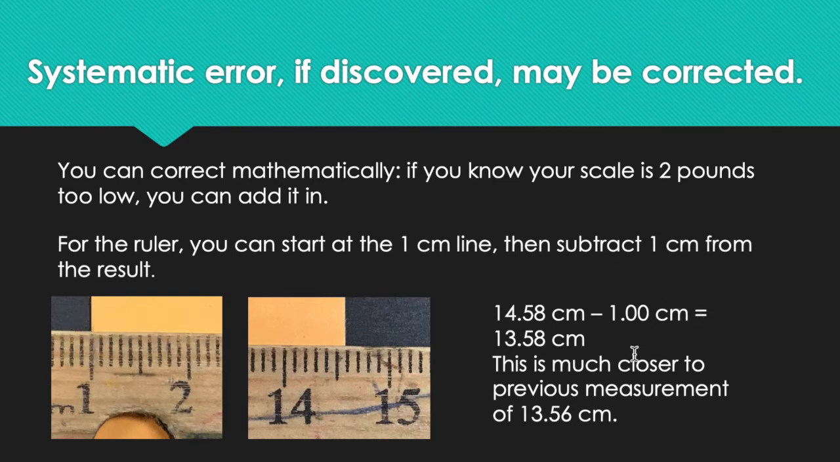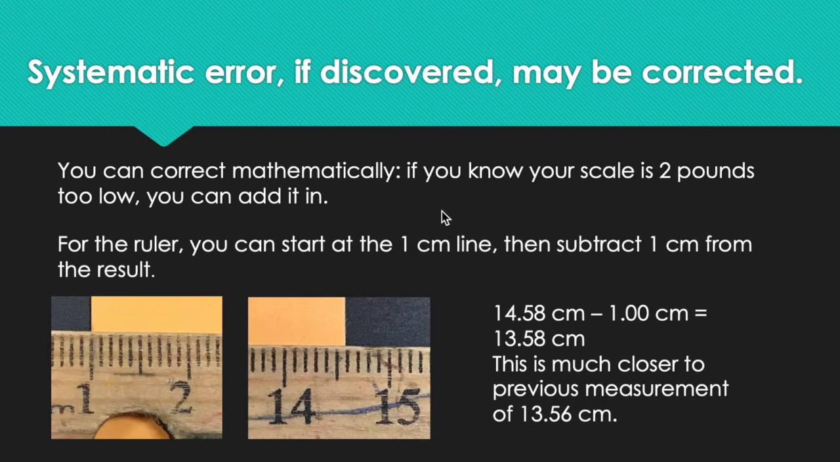But if we remember to subtract that 1 from the measurement that we read, we get 13.58. So that is much closer to the measurement we were expecting of 13.56. It's kind of like if you, instead of starting a race at the 0 line, you start at the 1 mile line. Then if you go from 1 to 14.58, you've gone 13.58 miles. So that would be the same as if you started at 0 and went to about 13.58.